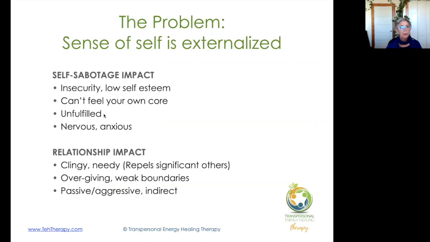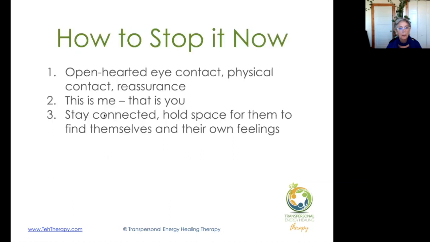So the self-sabotage impact is this deep feeling of insecurity, low self-esteem. You can't feel your own core. You feel unfulfilled, nervous, and anxious. The relationship impact is our partners, our friends, our significant others feel like you're clinging on me, you're too needy. It repels significant others. It feels like there's weak boundaries, and then you find yourself always overgiving, and maybe you become passive aggressive and indirect in your request. So what can we do to stop this now? Let's go to the next slide.